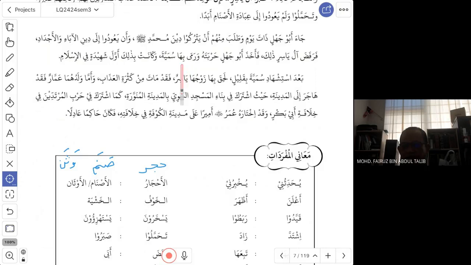So Rama biha Sumayya. Wakanat, and she was. Kanat here, the ta is referring to muannas, she, Sumayya. So she was, because of this stabbing, awwala shahidatin. So she was the first shahid, martyr in Islam. She was the first female martyr in Islam, the first one who died in Islam as a shahid. So this is the third paragraph.